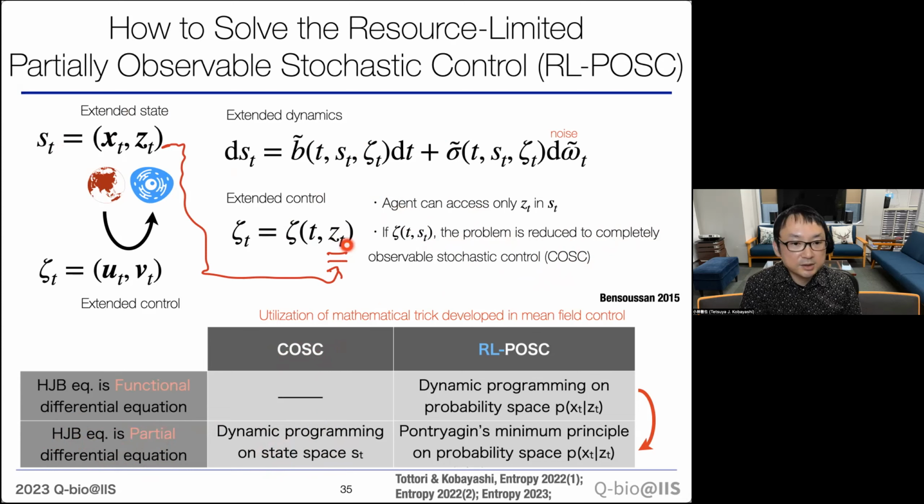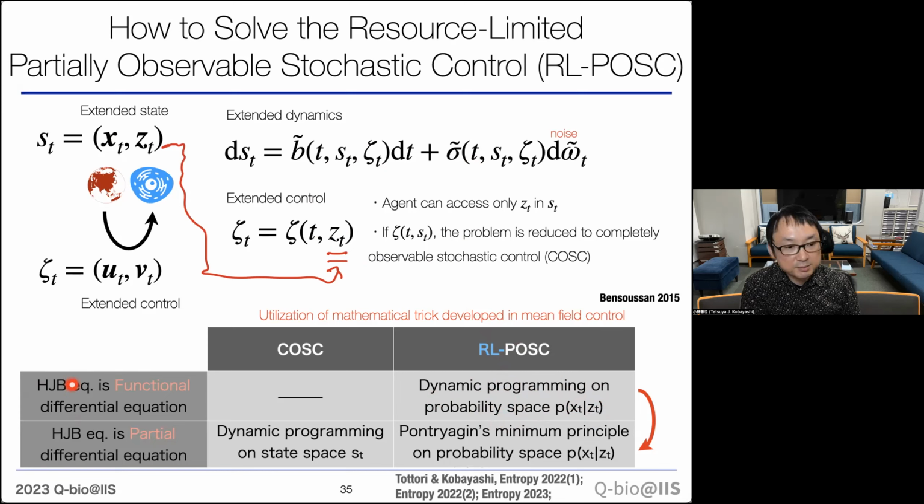But by considering this limitation here, the problem becomes very difficult formally. Because in order to solve this problem, we have to solve dynamic programming on probability space, because the state of the environment should be inferred somehow only from the state of the agent.